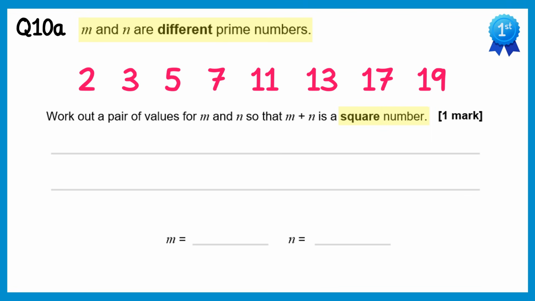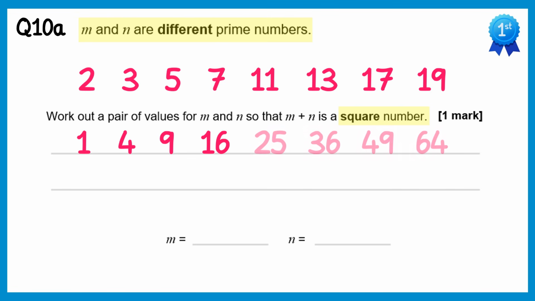Square numbers are obtained when you times a number by itself, so 1 times 1 is 1, 2 times 2 is 4, 3 times 3, 9, 4 times 4, 16, and so on. So we need to pick 2 numbers from the first list, the prime numbers, that add together to make 1 number from the second list, so the square numbers.